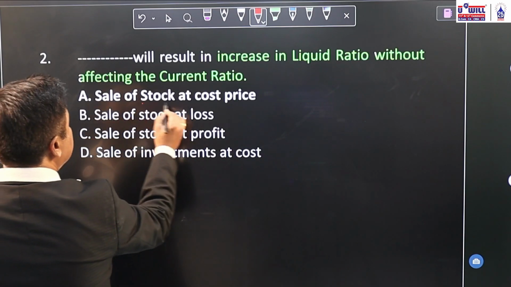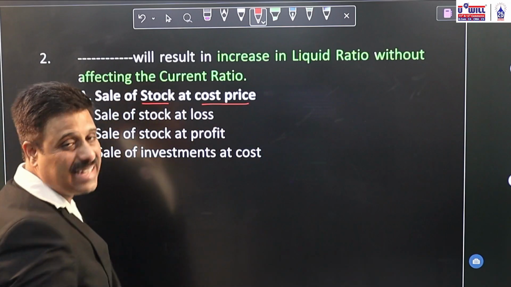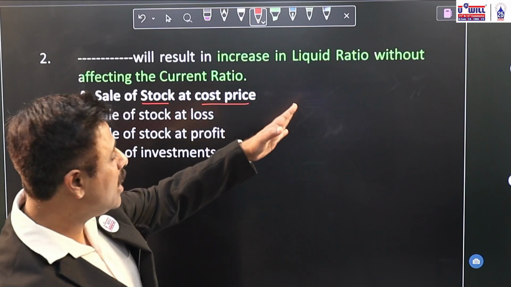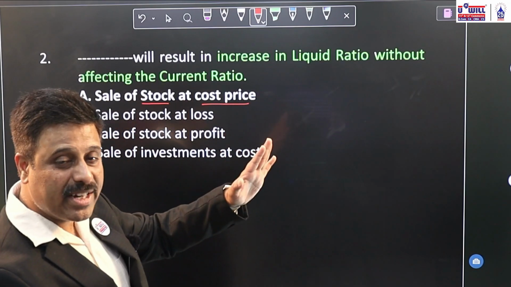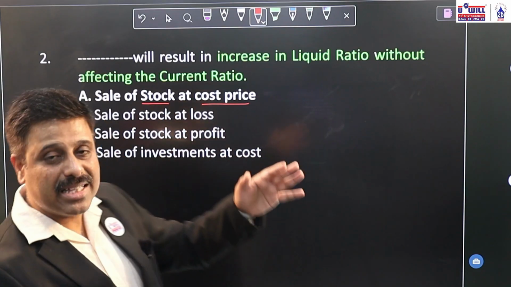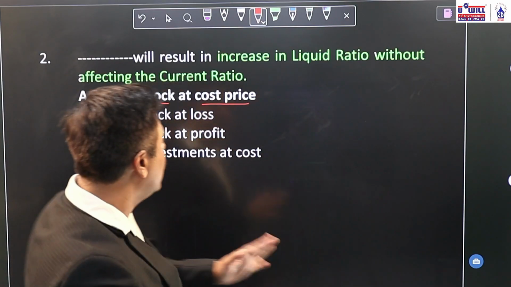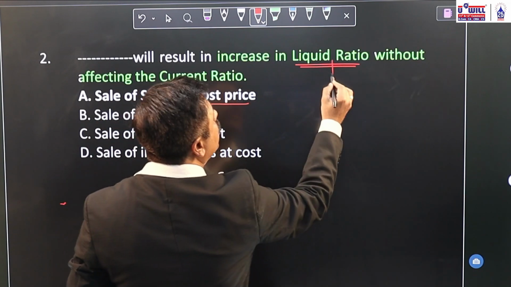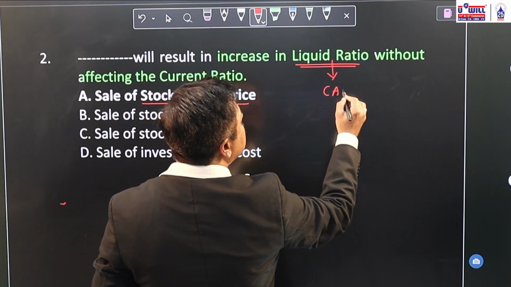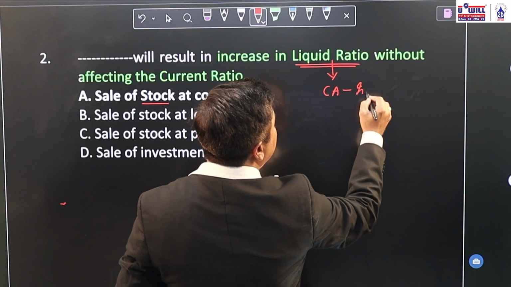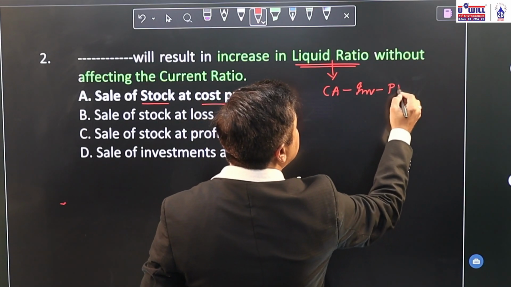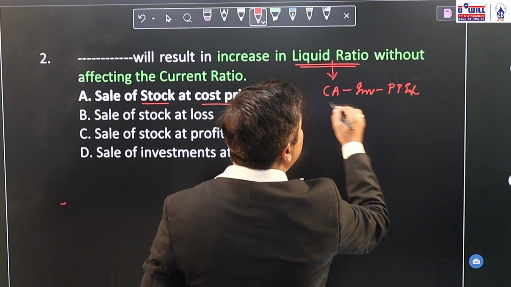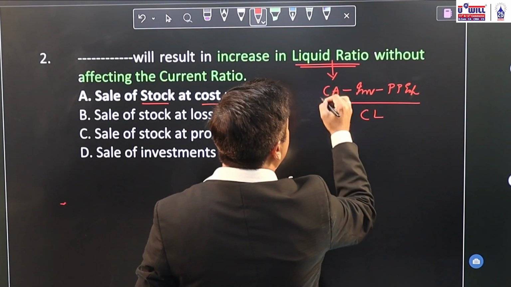See, if you sell the stock at cost price itself, we are talking about the liquid ratio without affecting the current ratio. When you sell the stock at cost price, will the liquid ratio change? What is the formula of liquid ratio? Current assets minus inventories minus prepaid expenses upon current liabilities. These are liquid assets basically.